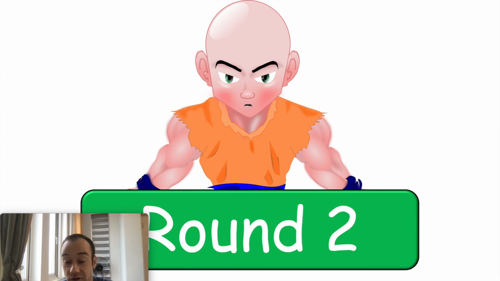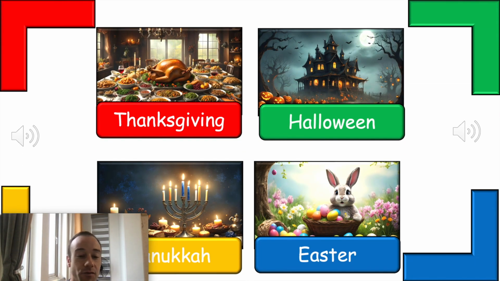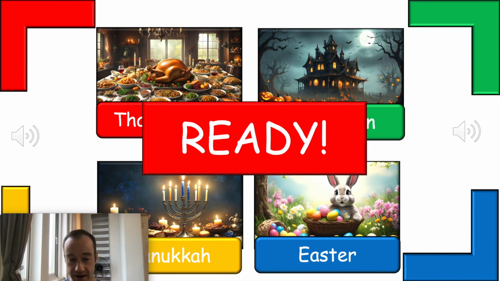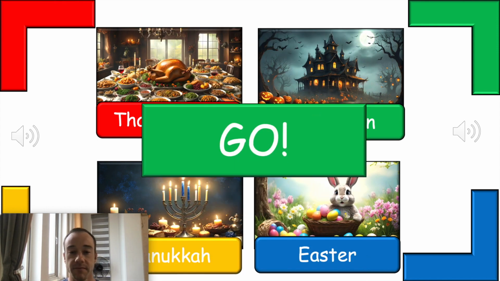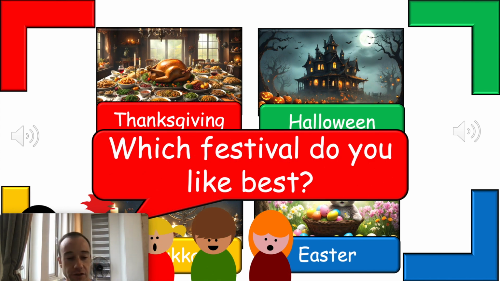Believe me, students love this game. When they see in my class that they're about to play the 4 corners game, they get very, very excited. Okay, they absolutely love this game. Rinse and repeat. Choose 4 more students, bring them to the front, say ready, go. They go to the corners of their choice. Everyone asks the question, which festival do you like best? And then each one gives their answer.